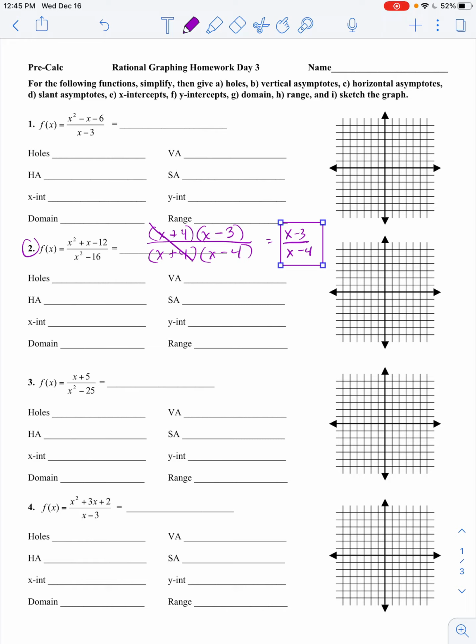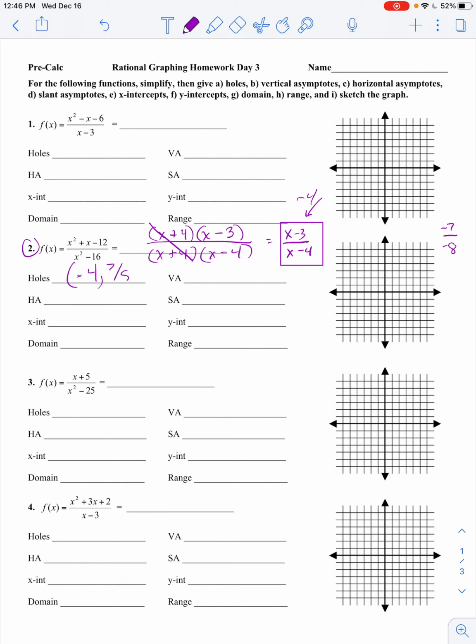Holes in the graph come from canceled factors. So I canceled x plus 4. The 0 that would go with that would be a negative 4. Since the beginning of time, to find the y when you know the x, you have plugged it in. So I'm going to plug in a negative 4 to this equation. That's going to put me at negative 4 minus 3, so negative 7 on top. Negative 4 minus 4, so negative 8 on the bottom.